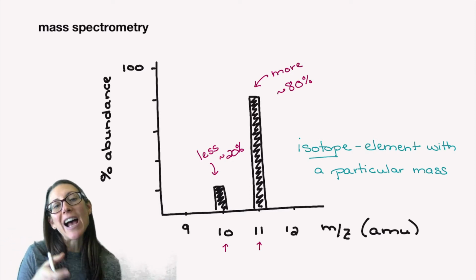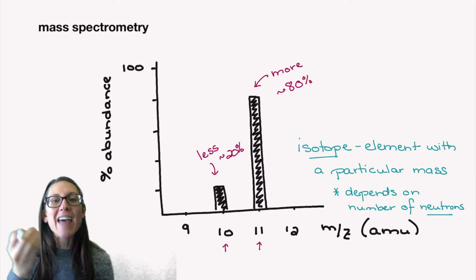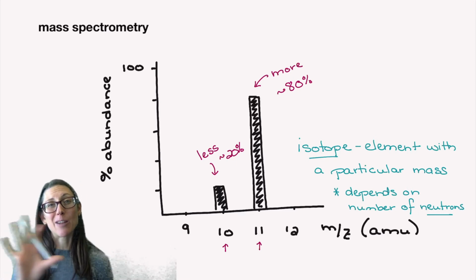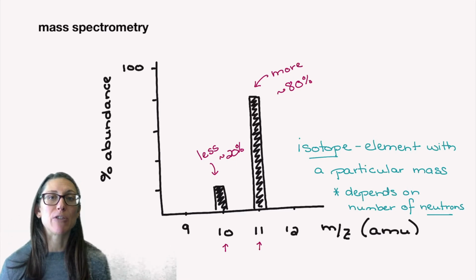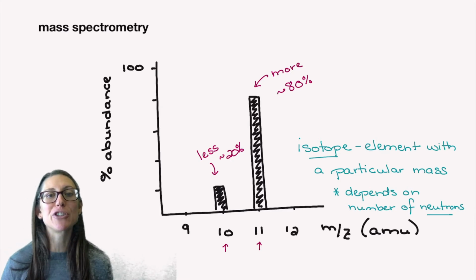And so different isotopes of a particular element have different numbers of these neutrons, and this results in different masses for the atom as a whole. We can look at a mass spectrum to determine how many isotopes a particular element has, and to estimate the average atomic mass for that element.